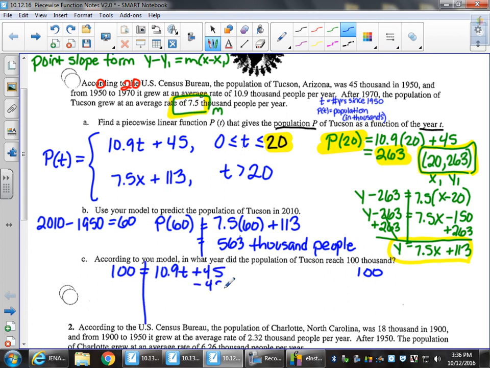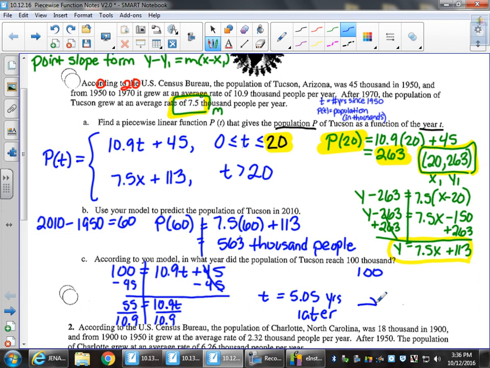We'll solve this. We'll subtract 45 from both sides. We get 55 equals 10.9t. Divide by 10.9. T equals 5.05 years later. To figure out what year that is, we have to again remember that T is the number of years since 1950. So this will be in the year 1955. 1950 plus 5 is 1955.